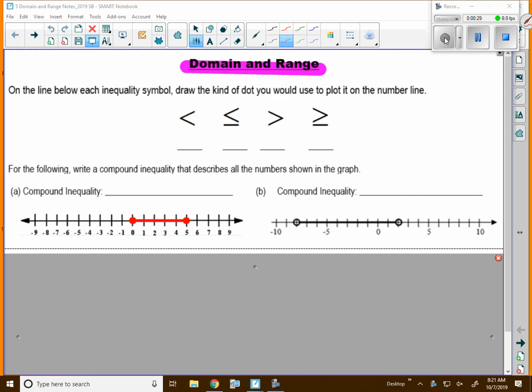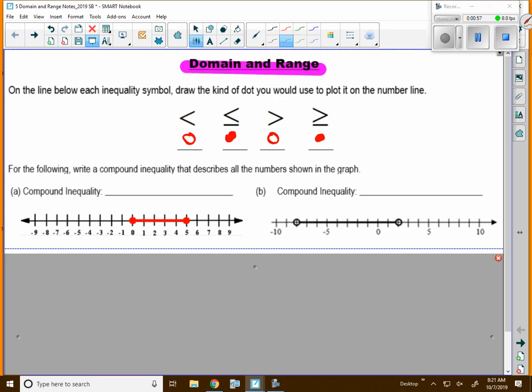So it says here on the line below, for each inequality symbol, draw the kind of dot you would use. Under our less than symbol, what kind of dot would you use there? An open circle. So under less than or equal to, you would have closed. Same thing for greater than: it would be open. Greater than or equal to would be closed.